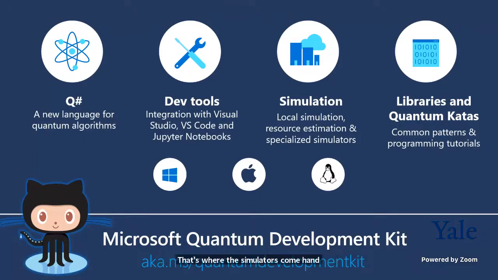And the last component is the libraries and quantum katas. The libraries implement a lot of common patterns used in quantum programs, such as quantum Fourier transform. It's not a primitive you want to write by hand yourself every time. It's just asking for extra bugs in your programs. So libraries provide that kind of primitives. And the quantum katas are a collection of programming tutorials that help you learn quantum computing by solving quantum programming problems.